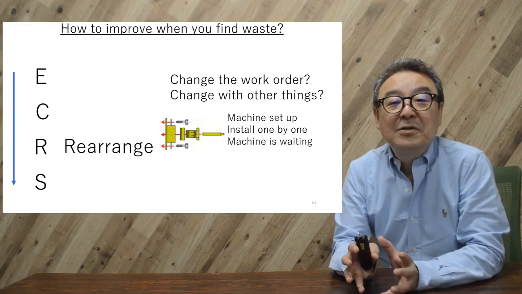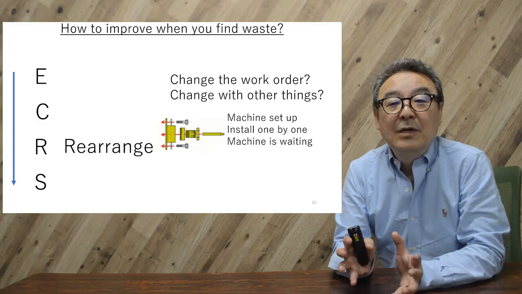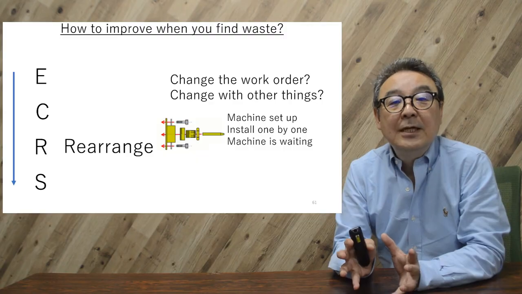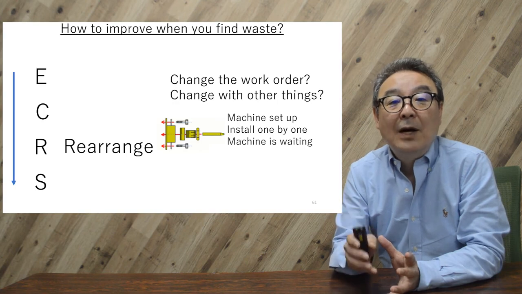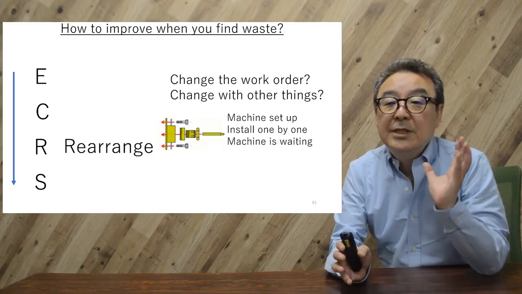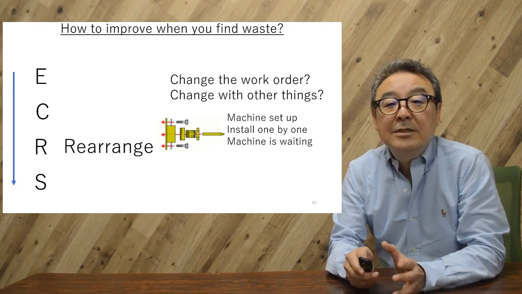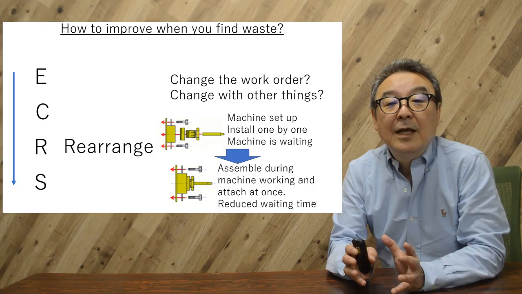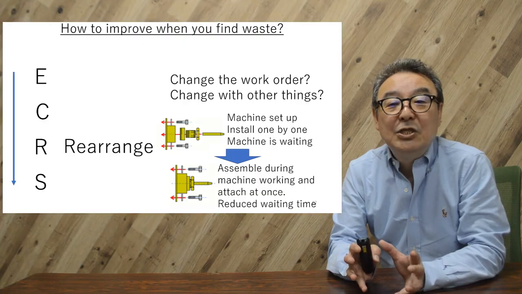Rearrange: change the work order, change with other things. For example, for machine setup, currently the worker needs to set up the installed equipment one by one, like this. During the setup, the machine is waiting. So we change the mind. While the machine is working, he assembles the equipment and installs the timing attachment at once. So we can reduce the waiting time of the machine.